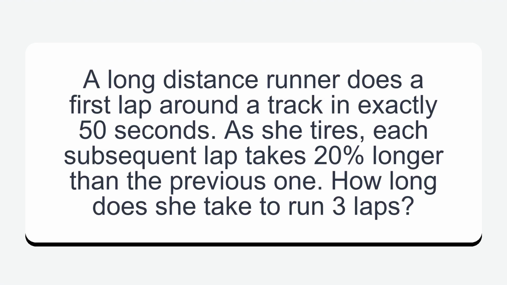A long-distance runner does a first lap around a track in exactly 50 seconds. As she tires, each subsequent lap takes 20% longer than the previous one. How long does she take to run 3 laps?